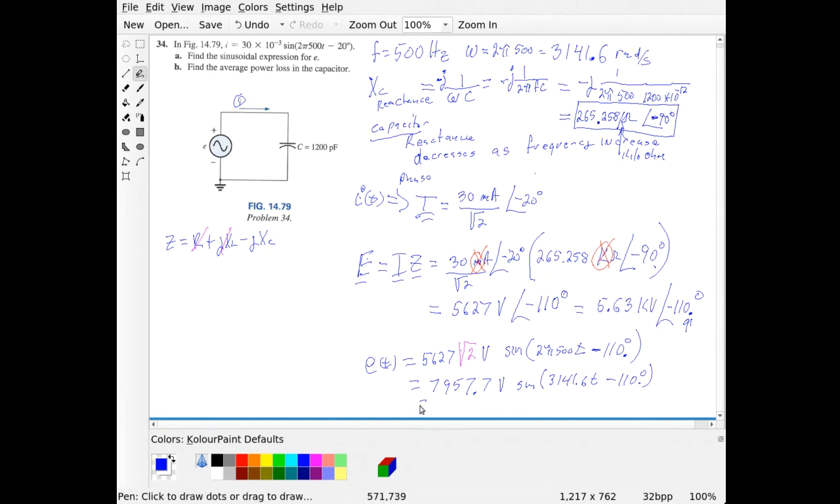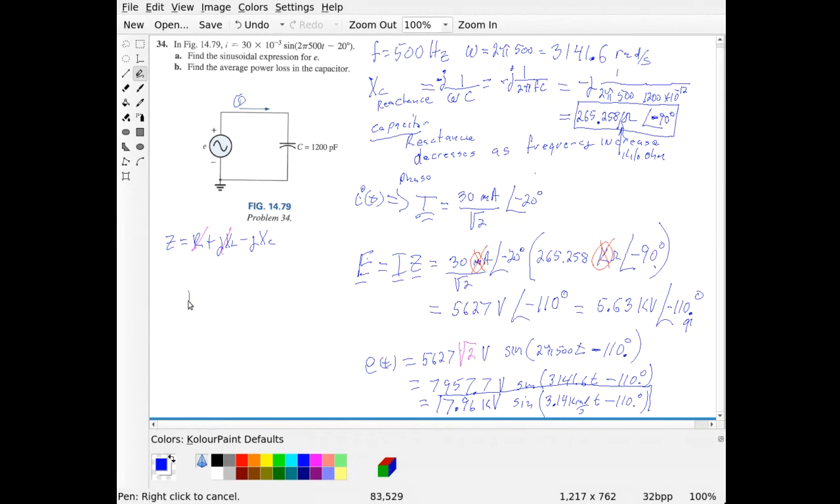And so again, if I want to put this into Blackboard, I would be putting in 7.96 kilovolts times sine 3.14 kilorads per second. Radians, I said rads. A lot of times we say rads, but technically it's radians. Minus 110 degrees. And so this would be the Blackboard correct form to put that in. Any questions about that?